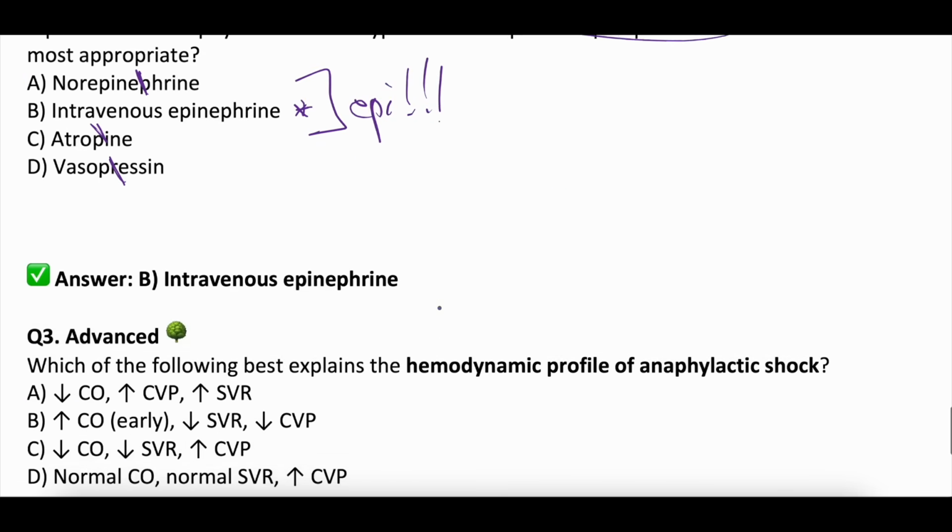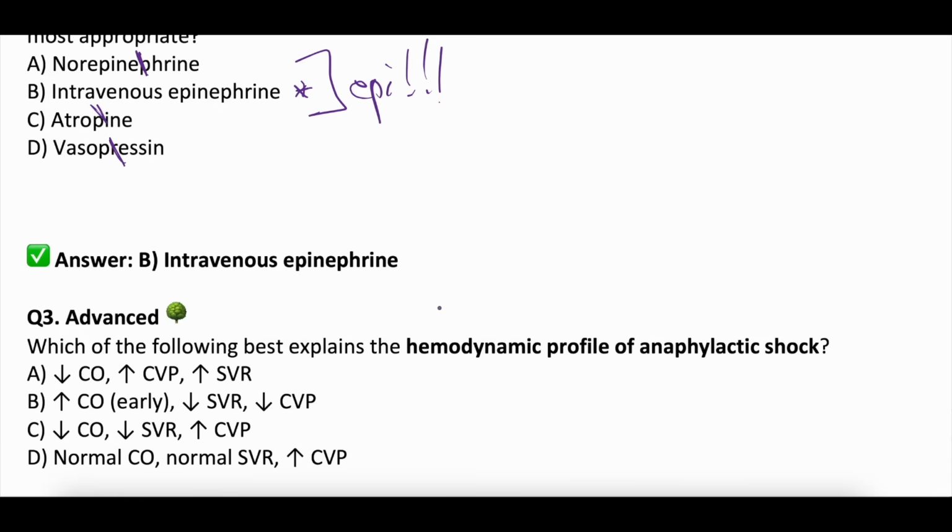okay? Question 3 and the last question. Which of the following best explains the hemodynamic profile of anaphylactic shock? A, decreased cardiac output, increased CVP, increased SVR. B, increased cardiac output early, decreased SVR, decreased CVP. C, decreased cardiac output, decreased SVR, increased CVP, or D, normal cardiac output, normal SVR, increased CVP.